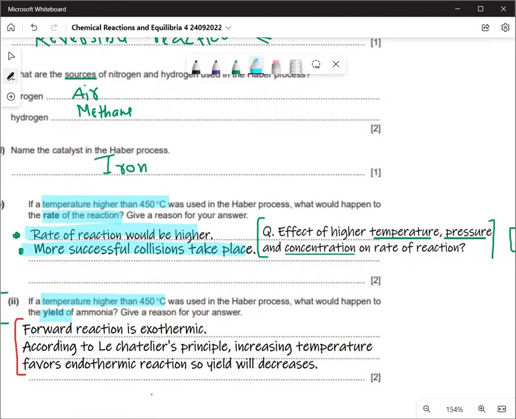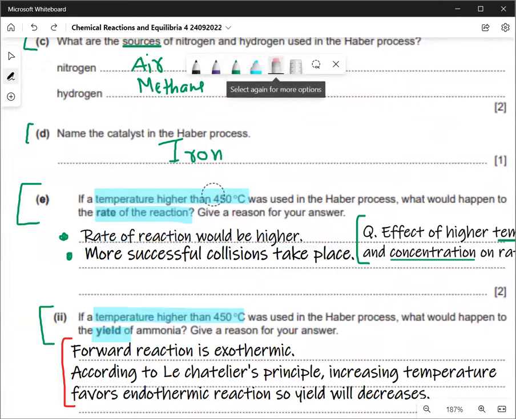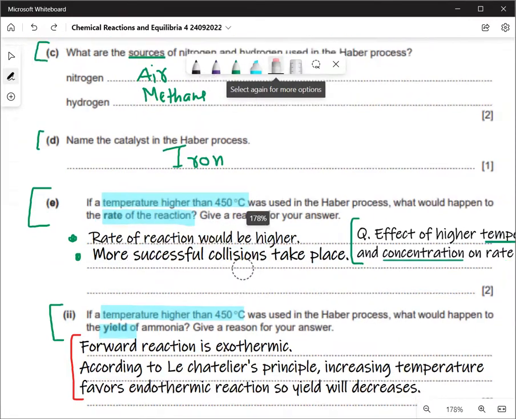Like, or what I said? Yeah, no, this one. The answer here. Rate of reaction. Okay. Rate of reaction would be higher, more successful collisions take place.